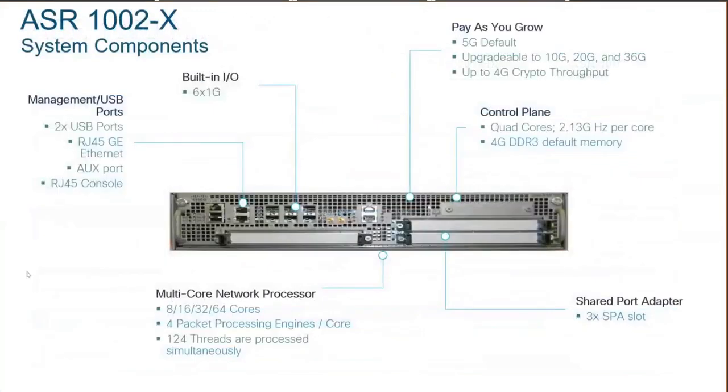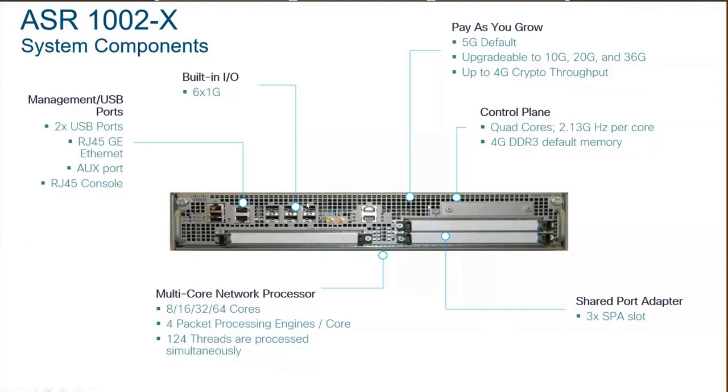Let's see how a fixed chassis component looks. This is the ASR 1002X router. You can have 3 different SPAs here, 1, 2, and 3 slots. It's again a multi-core network processor, depending on that, 8, 16, 32, and 64. You'll have 4 packet processing engines. The PPEs are in the QFP, and you'll have 124 threads processed simultaneously. That will give you higher throughput. And the control plane as such will be quad core, and 4 GB default memory will be there.